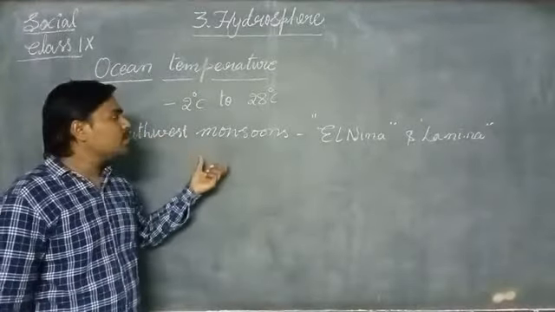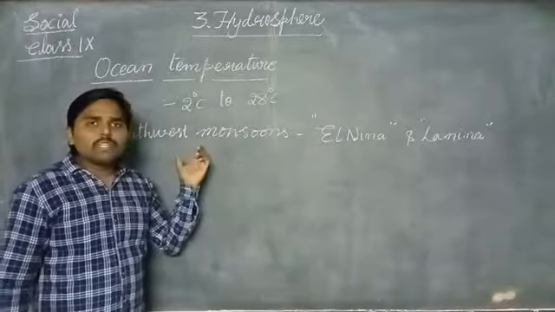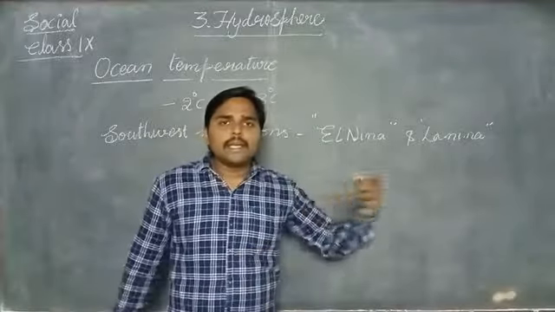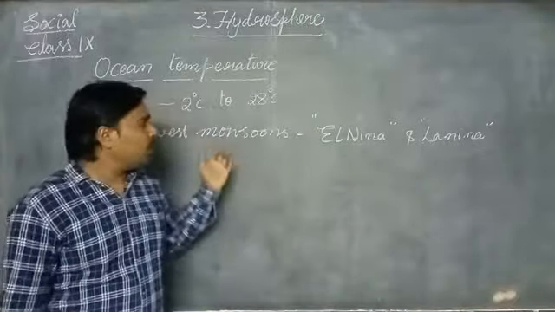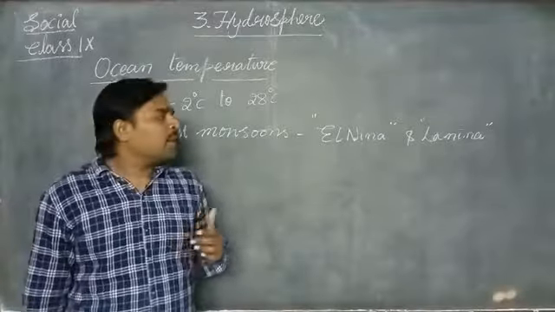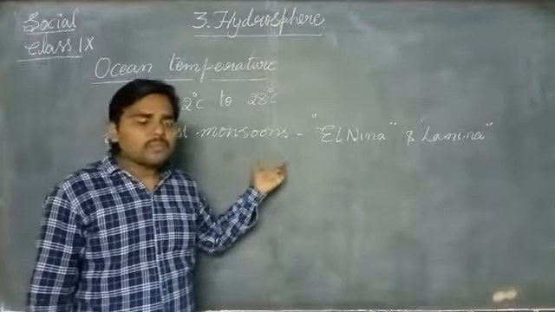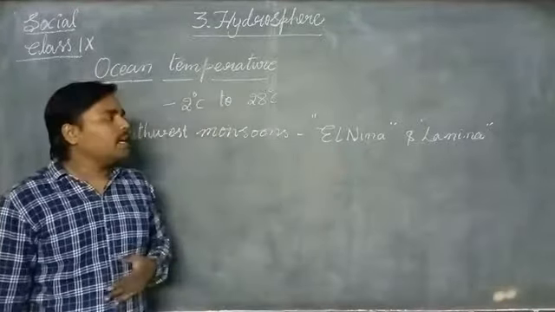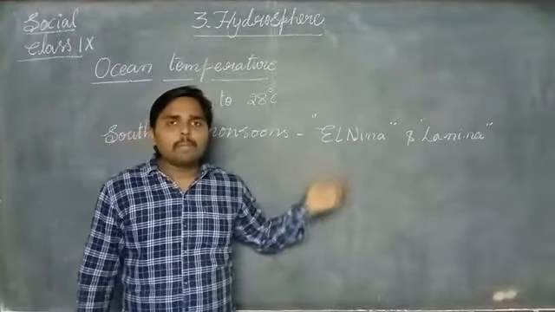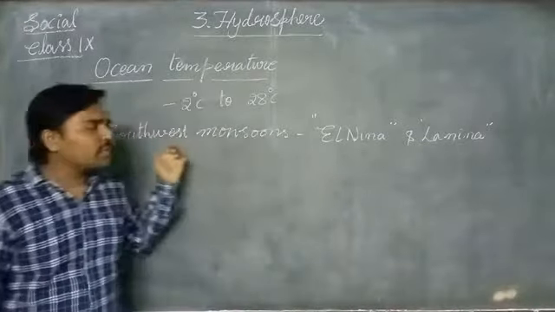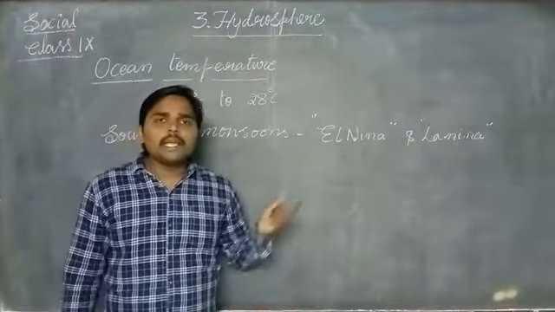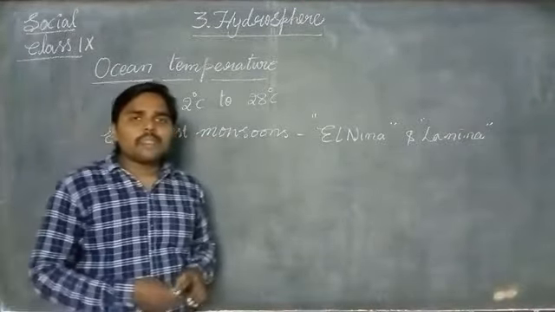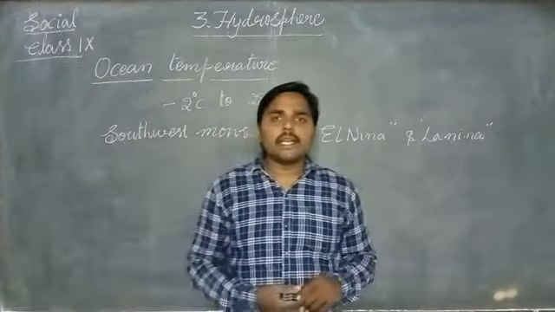Okay, the southwest monsoons carry moisture from the surface of the oceans to the inlands. While they move from the surface of the oceans, they carry hot winds. These winds are called El Nino and La Nina, and they are formed in the Pacific Ocean due to the activeness of the southwest monsoons. Generally the temperature varies in the oceans from -2 degrees to 28 degrees.